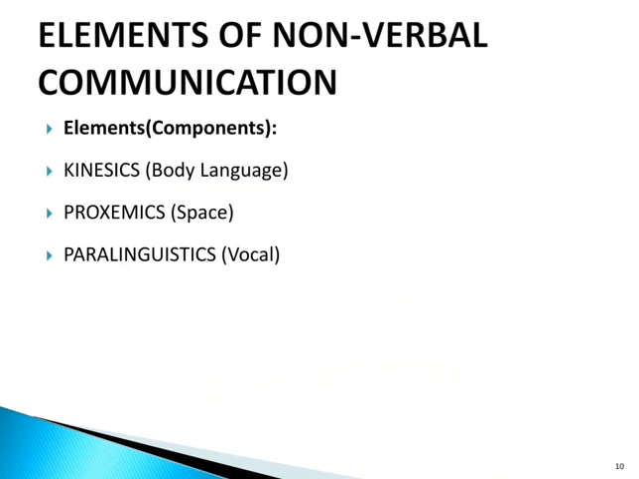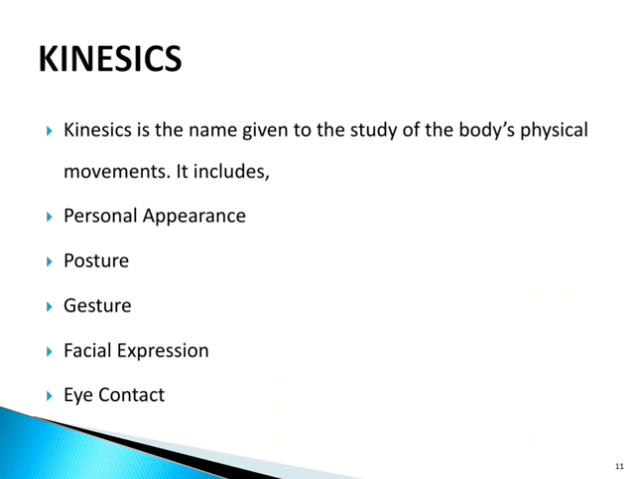So, let us see the elements of non-verbal communication. Mainly there are three elements: kinesics, say body language, proxemics, say space, and paralinguistics, meaning vocal. First of all, let us see kinesics. Kinesics is the name given to the study of the body's physical movements. It includes personal appearance, posture, gesture, facial expression, and eye contact. Kinesics is related to the movement of any part of the body. In other words, it is termed body language.